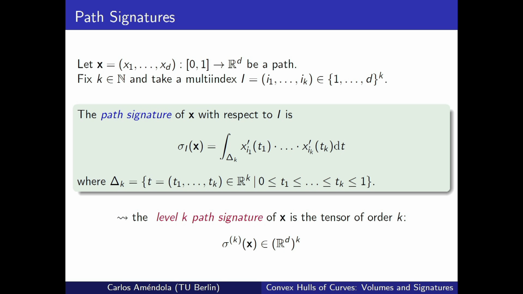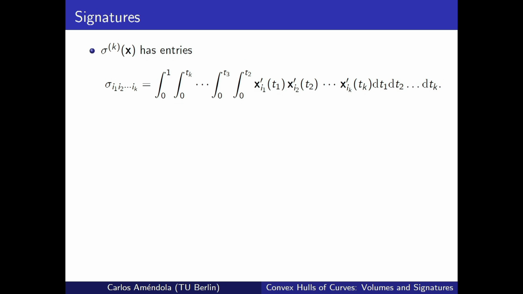If you vary I over all the possible d to the k possibilities, you're going to get d to the k entries. This is a tensor of order k, an array of the form d by d by d by d, k times. This is the notation I'm using, sigma_k(x), and it lives in (R^d)^{⊗k}. This is the so-called path signature, and I think it was already mentioned yesterday in the plenary by Ortega. Signatures have this explicit form in terms of iterated integrals.